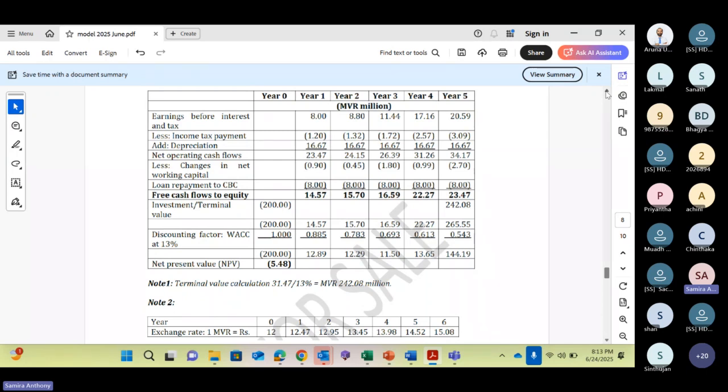Therefore, what we need to do, we are investing only 80 million Maldivian rupees, and we need to estimate what our cash flow is, right? Take it out from here and do a project appraisal only for our company, not for this project. This is the entire project appraisal. We need to do a project appraisal for our portion. Is that clear?